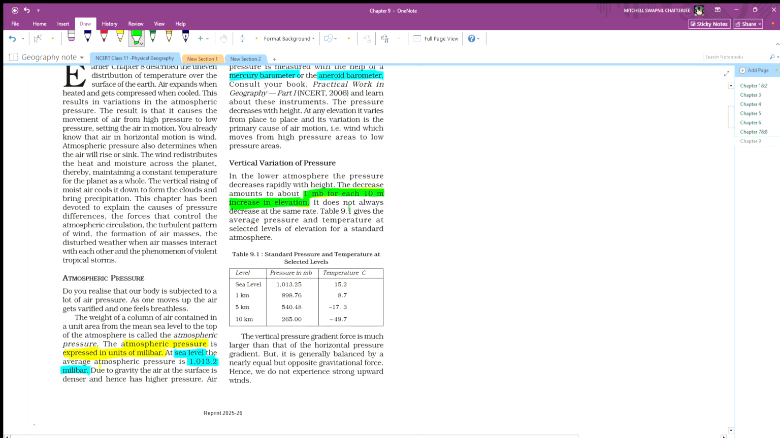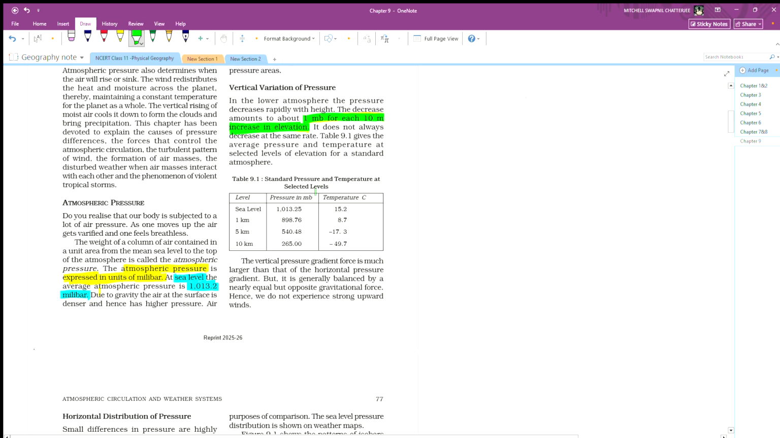It does not always decrease at the same rate. Table 9.1 gives the average pressure and temperature at selected levels of elevation for the standard atmosphere. Standard pressure and temperature for selected levels. At sea level, the pressure is 1013.25 millibars, if the temperature is 15.2 degrees Celsius. At 1 kilometer from sea level it is 898.76. The temperature also decreases as we go vertically up.